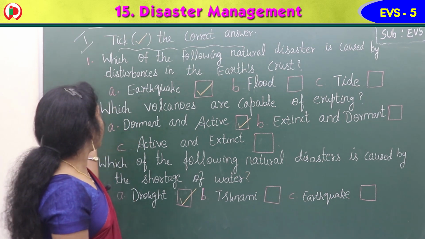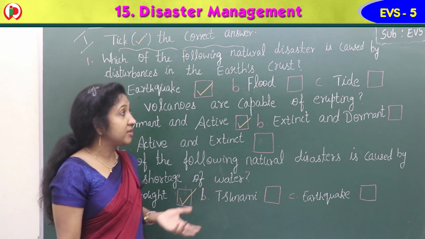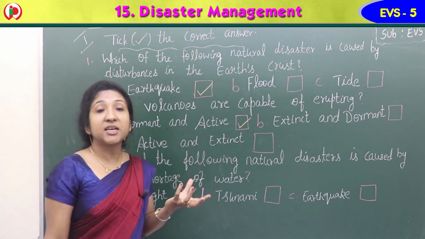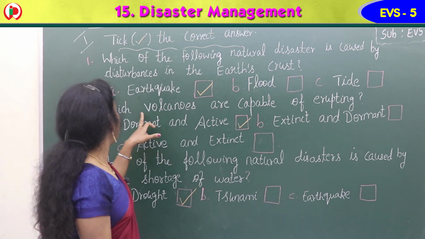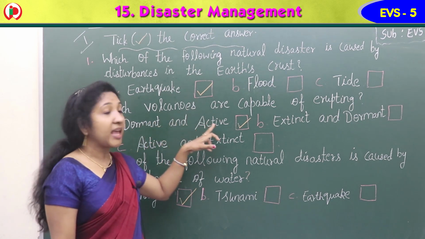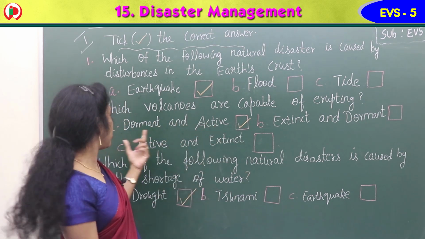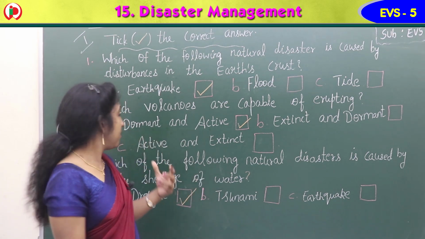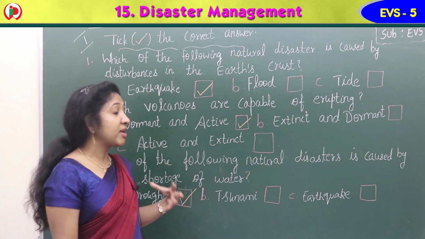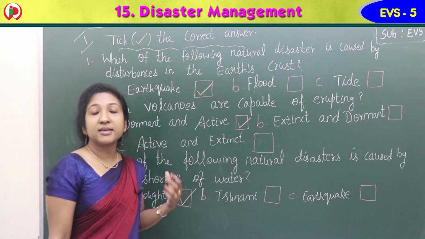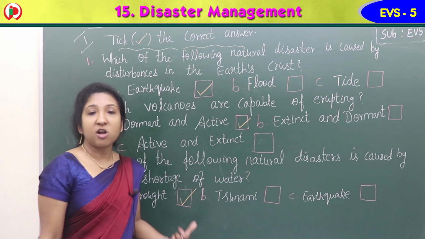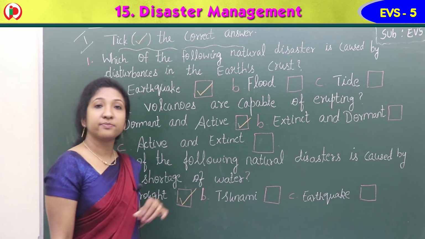Okay. So the first one, which of the following natural disaster is caused by disturbance in the earth crust? Answer is option A, earthquake. Second, which volcanoes are capable of erupting? Is option A, dormant and active. And third one, which of the following natural disasters is caused by the shortage of water? Is option A, drought. So tick here. Okay, children?